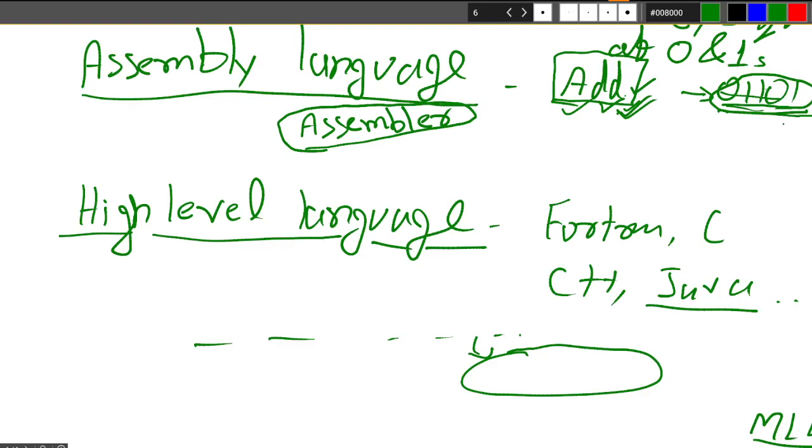Machine level language is zeros and ones. In between you may need to convert it to assembly language also, or maybe certain compilers will directly convert your high level language to machine level language. It may be possible. So you will call this software a compiler.